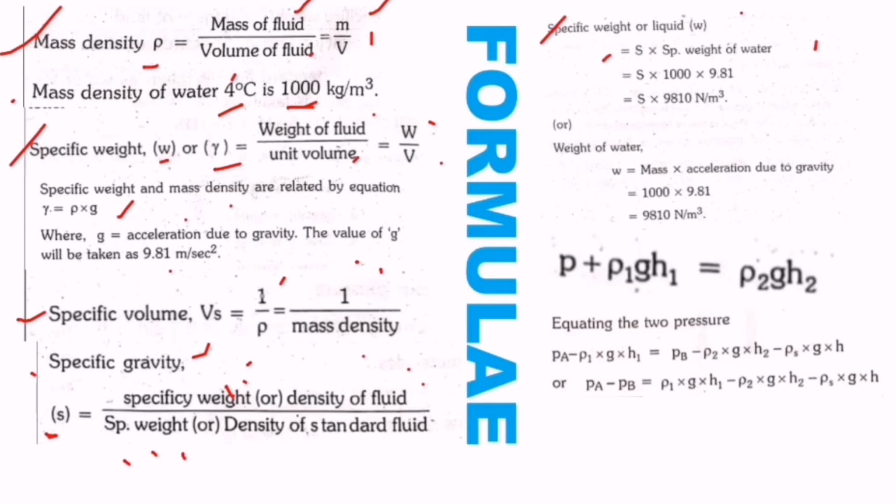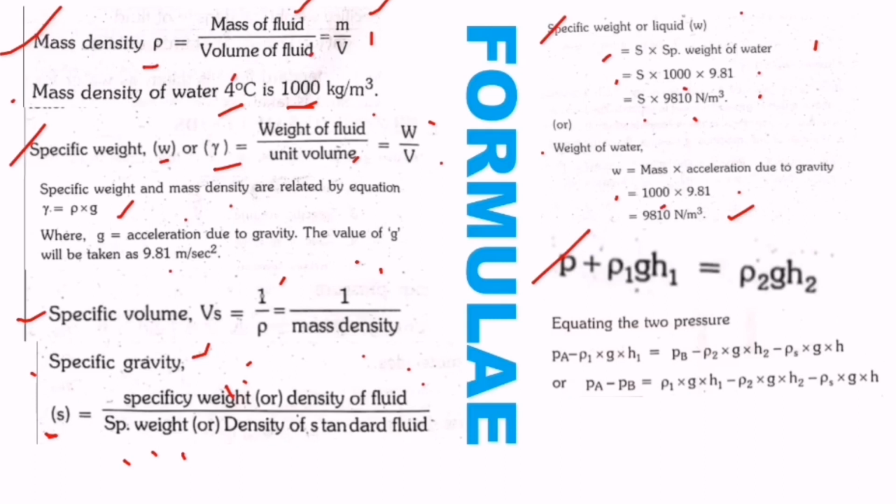What is the specific weight of water? 1000 into acceleration due to gravity, g 9.81, so S into 9810 Newton per meter cube. This is specific weight. Weight equals mass into acceleration. So if you take mass of the water as 1000, and acceleration due to gravity as 9.81, that is 9810 Newton per meter cube.